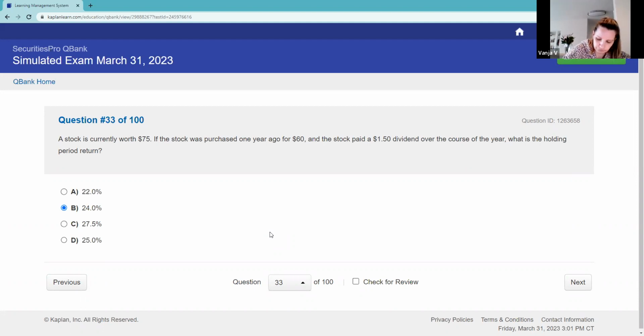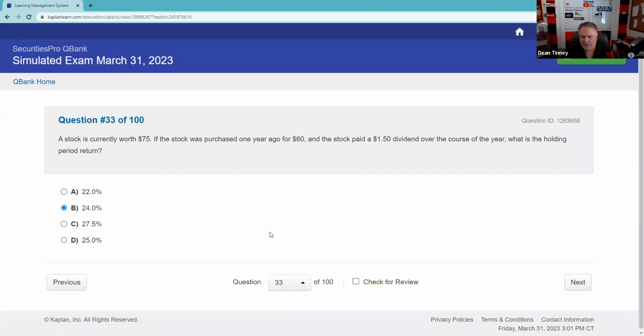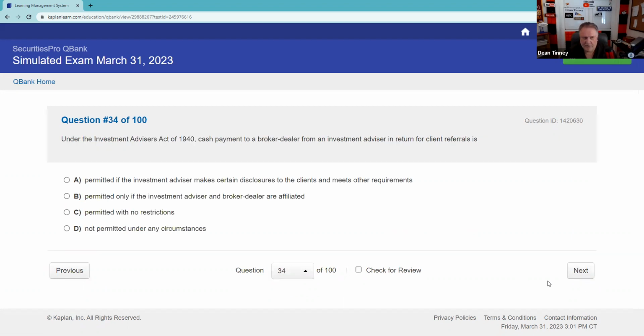This holding period return is the second time you've missed the same question, which is surprising given how well you're doing. So maybe just review that. I don't think it's a big deal based on your performance, but you haven't so far missed two of the same thing, except for that.